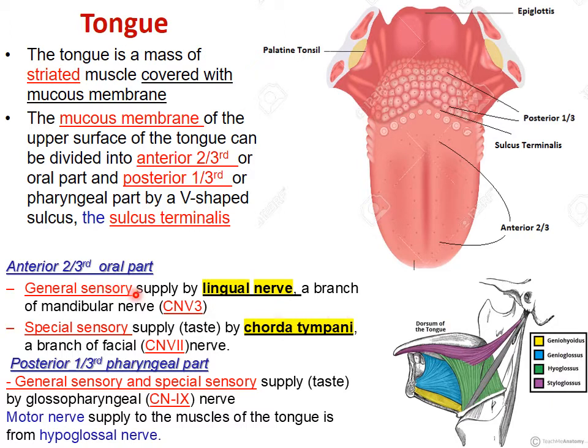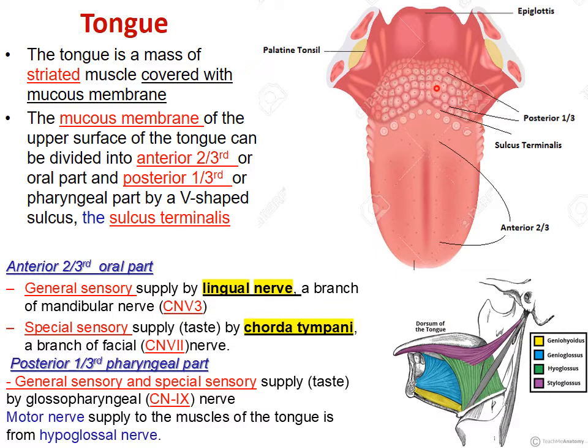So those general sensations, they are carried through which branch of the nerve? Lingual nerve. And this lingual nerve is a branch of the mandibular division of the trigeminal nerve, right? The trigeminal nerve is called tri because it has three main divisions: ophthalmic, maxillary and mandibular. So the mandibular division gives a branch called the lingual nerve, and that lingual nerve carries the general sensation from the anterior 2/3, that is the oral part of the tongue, right?